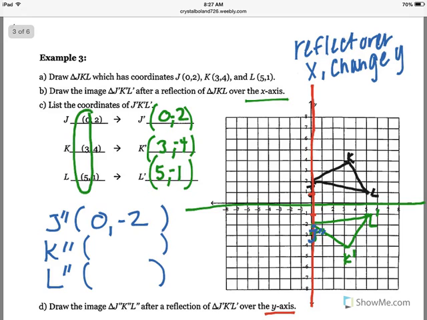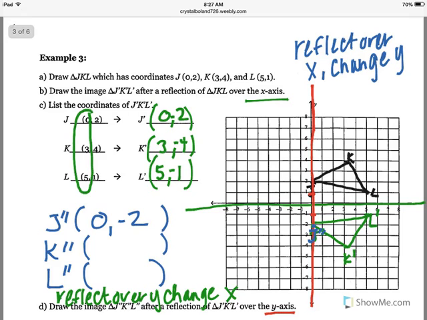You can also use the counting method for reflecting over y, or you can use the rule method, and if you reflect over the y-axis, you are changing the x. So when you reflect over y, you change the x. And this is helpful when you don't have a graph, when they just give you coordinates. So you need to know both methods.